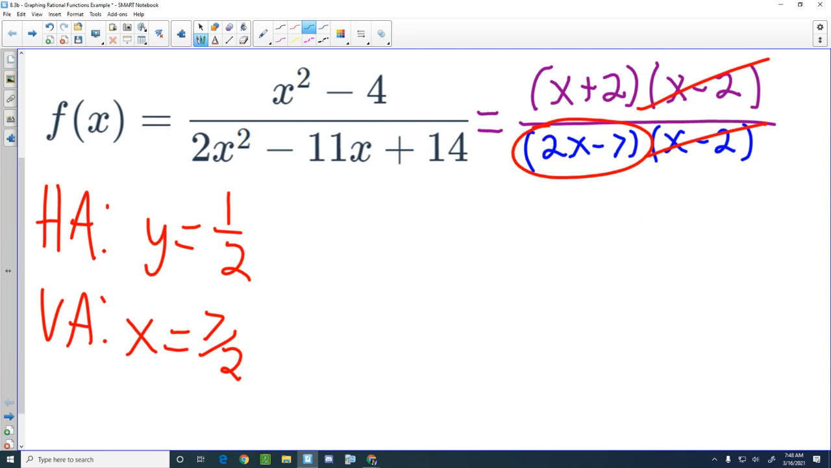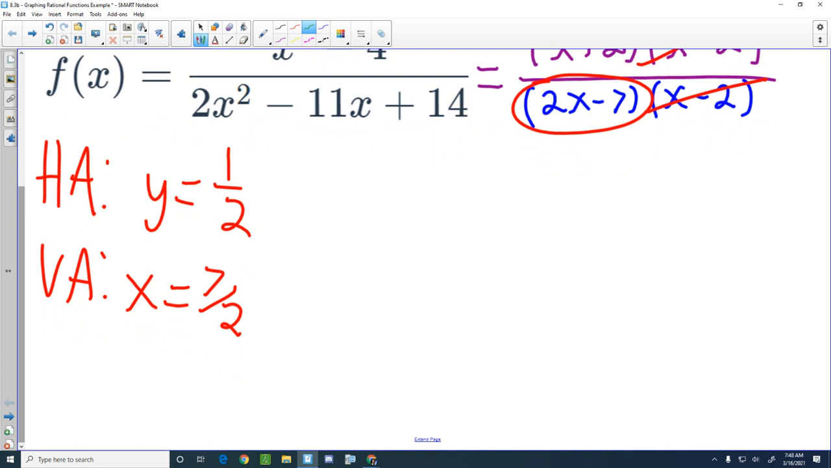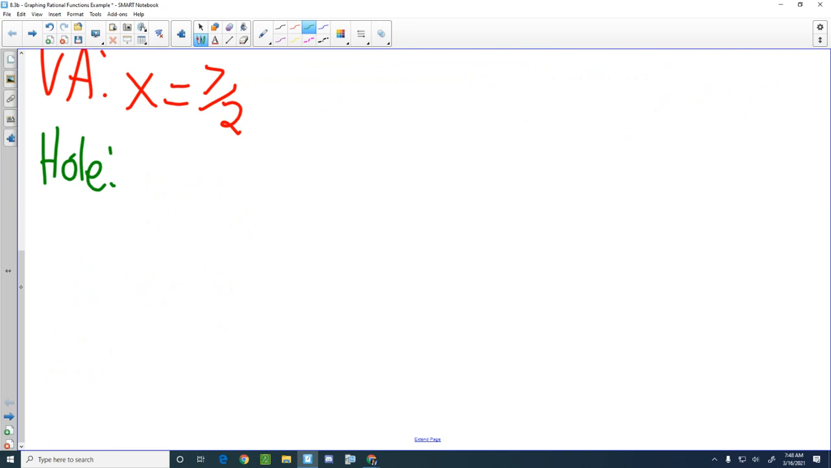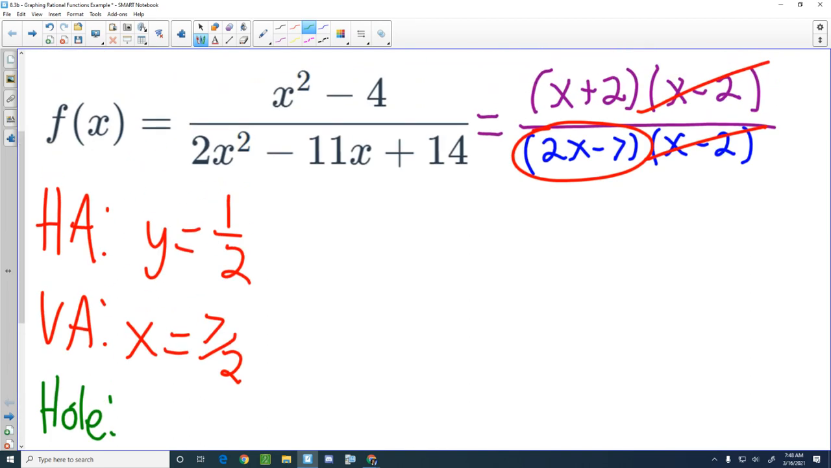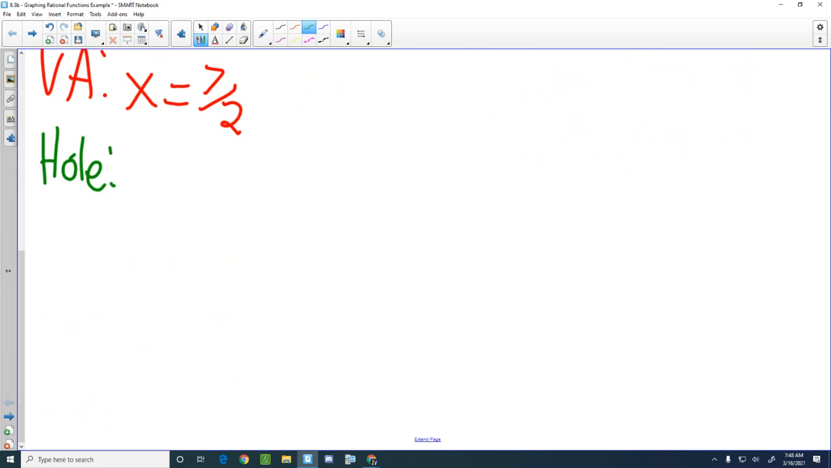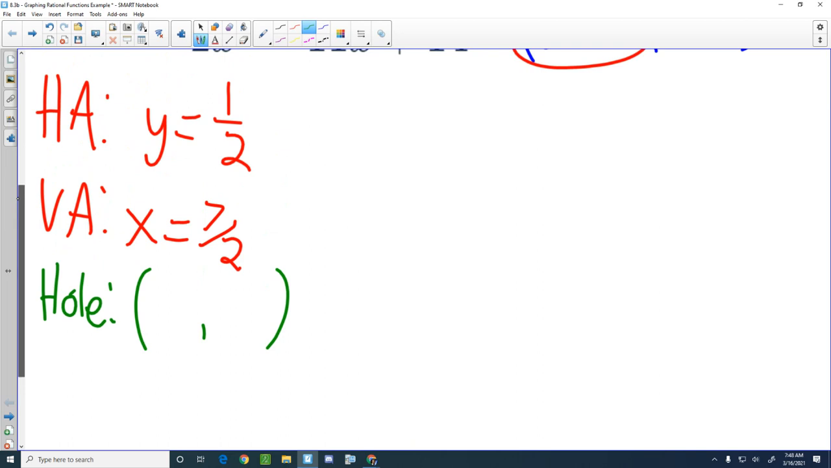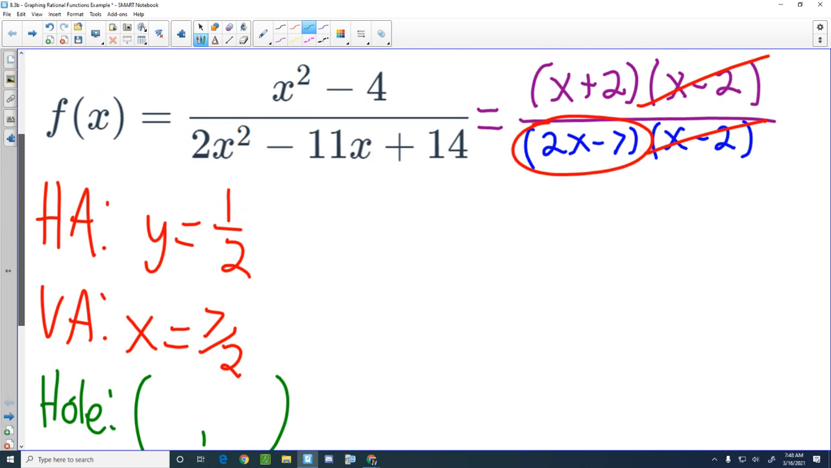Now the next thing we'd want to identify are any possible holes in our graph. And a hole is going to occur if, after we factor it, something cancels out. And sure enough, something did cancel. So that tells me, yeah, we're going to have a hole in the graph somewhere, just an open circle. Now a hole is a coordinate, an ordered pair, like an x comma y. And the x value is simply, I guess the shortcut to think of it would be, it's the opposite of whatever you canceled out, right? I canceled out an x minus 2.